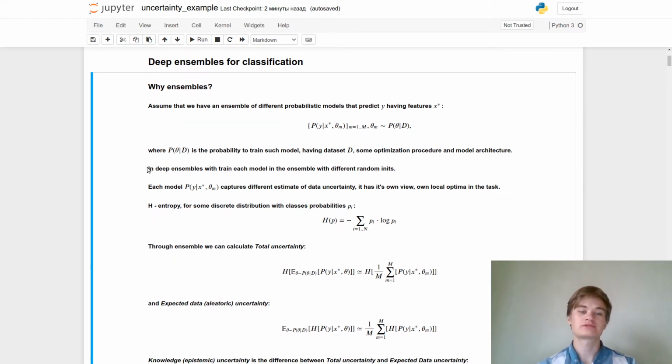In deep ensembles, we train each model with a different random state. Thus, we obtain a range of different models, and also there are research papers that show that these networks usually end up in different local optima for the same task, and thus they are quite different. So each of them has its own view on the task and the solution.